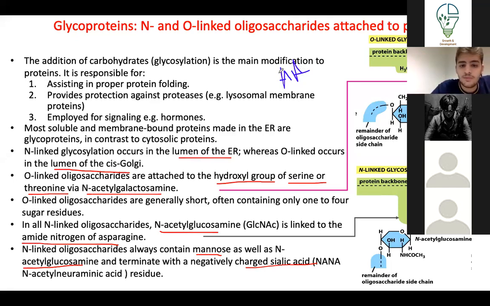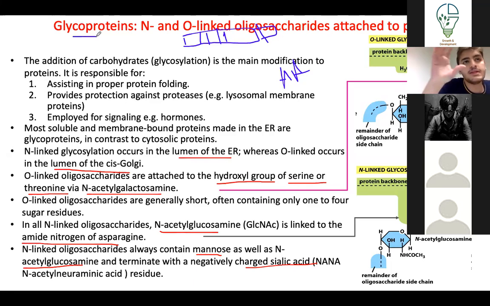So why am I mentioning this? Let's say you had a polypeptide chain, and this polypeptide chain had a signal sequence to allow it to enter the rough endoplasmic reticulum. Now once this is cleaved, it goes into the rough endoplasmic reticulum. And it's made of amino acids. Now it can get glycosylated.